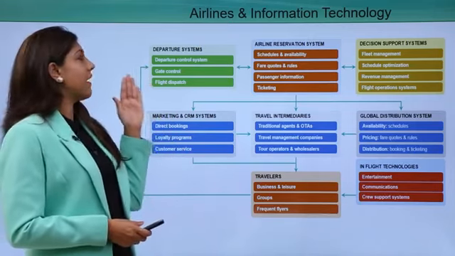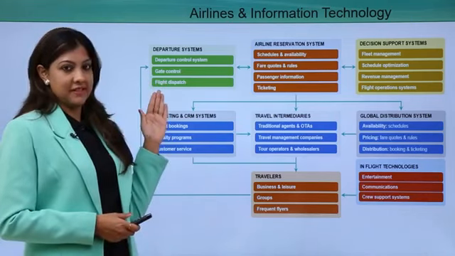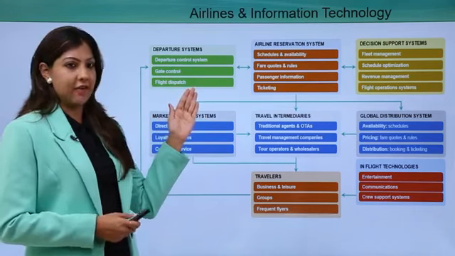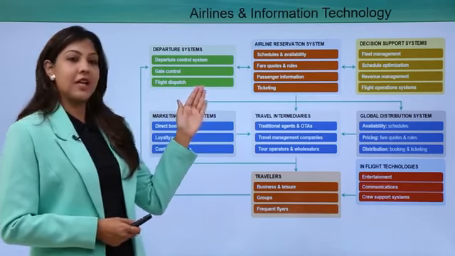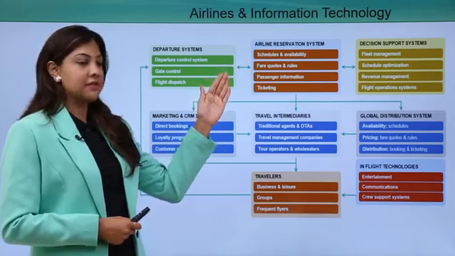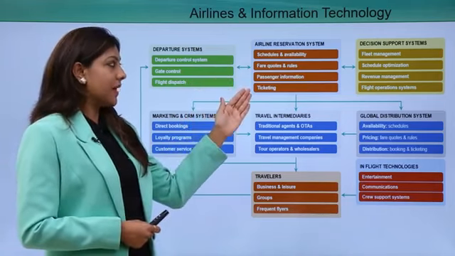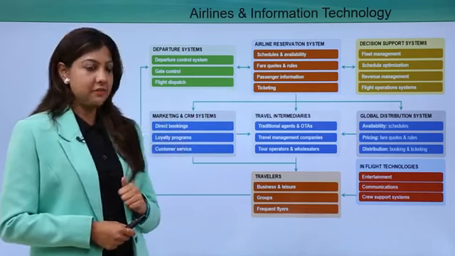Under departure system, we have departure control system, gate control as well as the flight dispatch. Under airline reservation system, we have schedules and availability, fare codes and rules, passenger information as well as ticketing for these passengers. Under decision support system, we have fleet management, schedule optimization, revenue management and flight operation system.